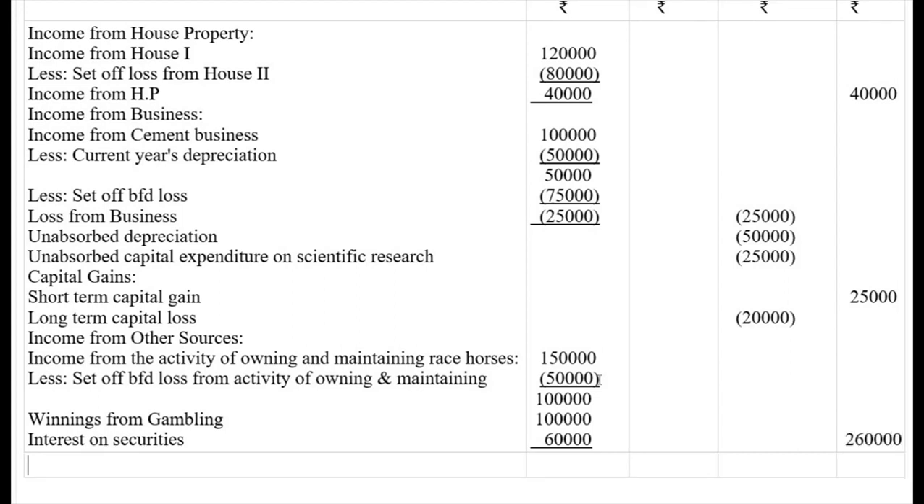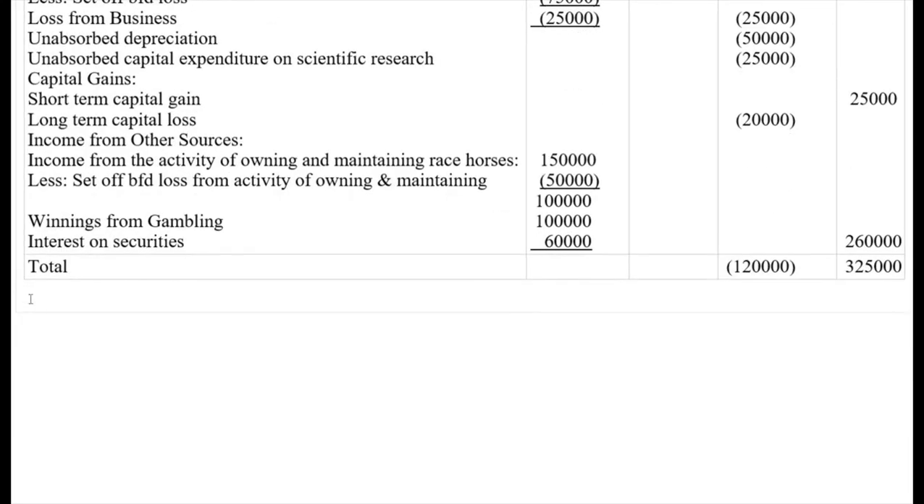So now let us take the total. So here we got 25 plus 25, 50 plus 50, 1 lakh, 1,20,000. So let me put it in the bracket here. So this is the total amount of the loss to be carried forward. Then the GTA will be 2,60,000 plus 40,000, 3,25,000 here. So now let's go for the notes.